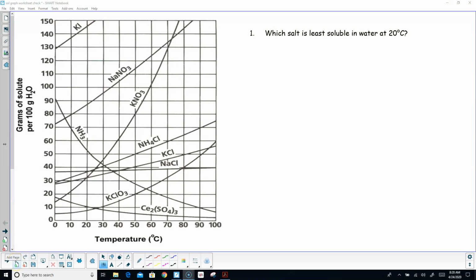All right, this is the video solution guide to the reading solubility curves worksheet.